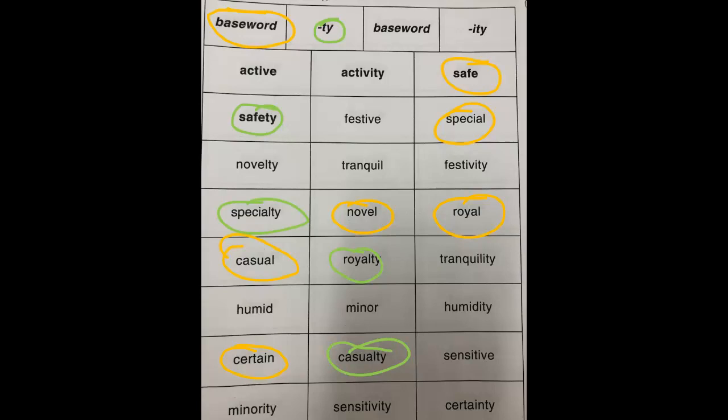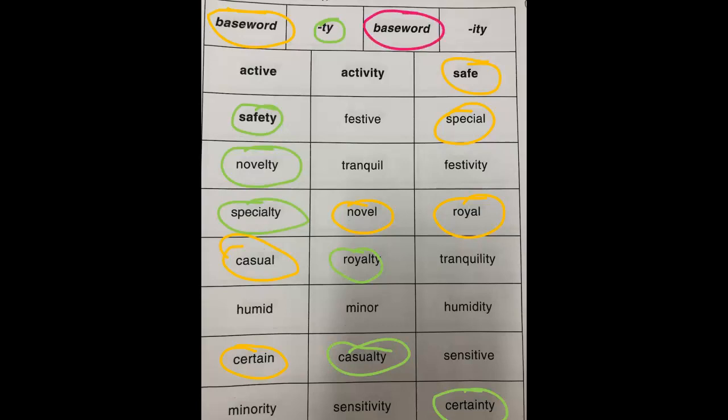Certain, we add a ty way down here at the bottom, and we have certainty. And I'm missing novel. Novel, and then we change it to novelty. Same meaning. Novel, something interesting. Hey, that's a novelty, something kind of cool, interesting. So I should have 6 because I had 6 base words that I just added ty. Go ahead and flip colors. We're going to do another set of base words.